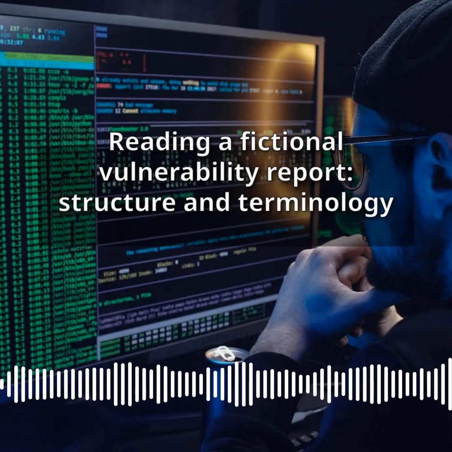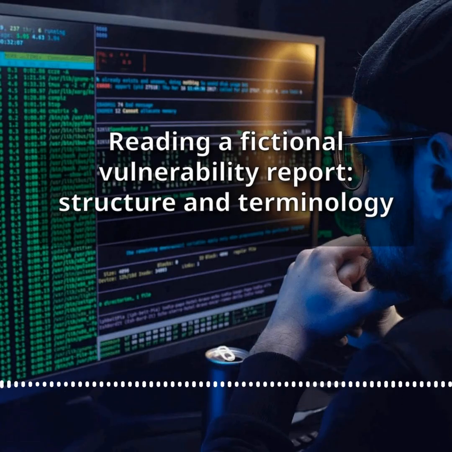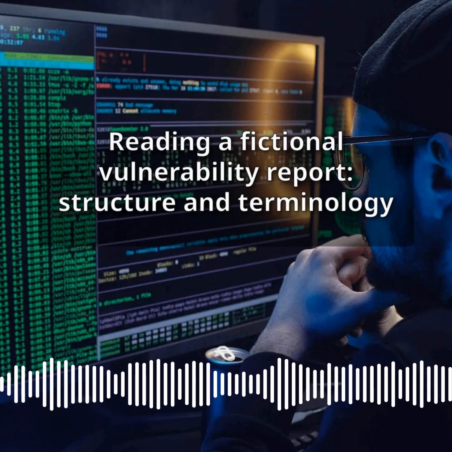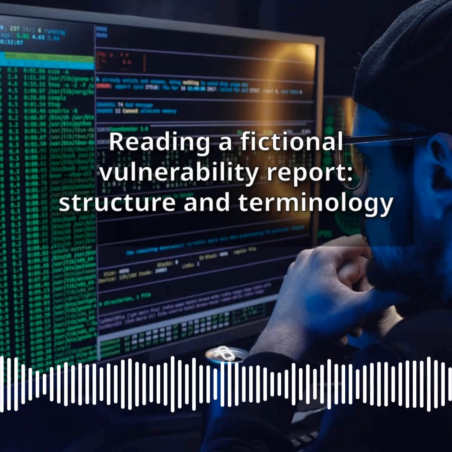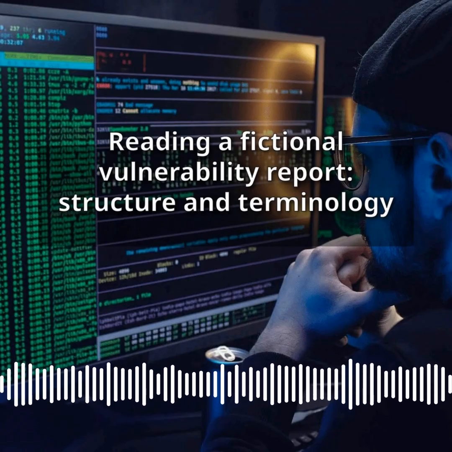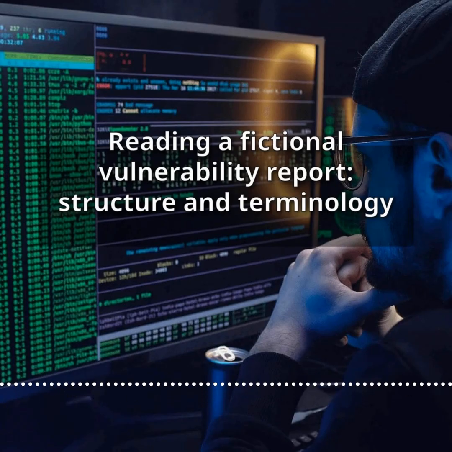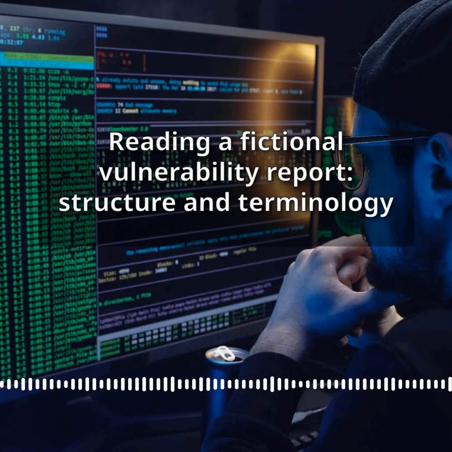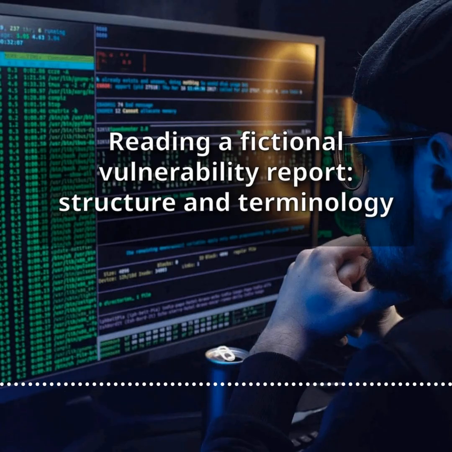Informational: a finding that does not represent an immediate risk but reflects a configuration or behavior worth noting. For example, a web server returning its version number in HTTP headers is informational. It does not directly cause harm, but it gives useful information to an attacker.